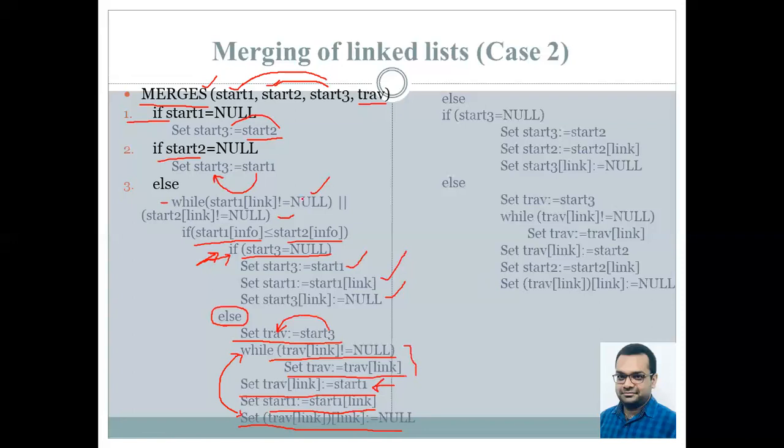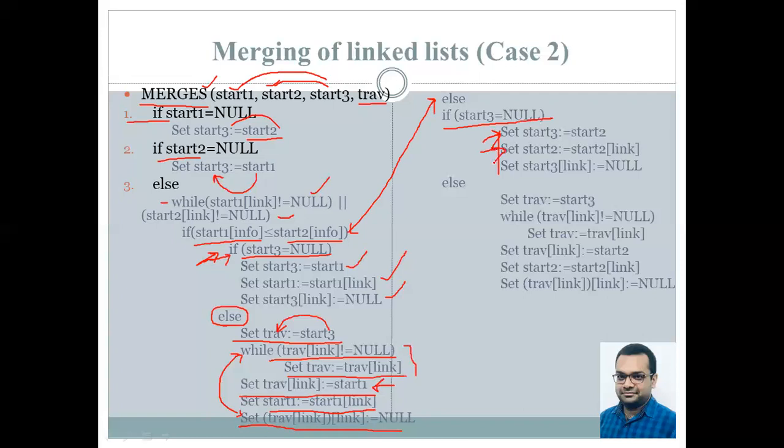If this is not the case, that means if start1's information is not less than or equal to start2's information, then we have to insert a node from the second linked list into the merged linked list. Then again here, we perform the check if start3 is null, that is our list is empty. Then we have to insert the first node from the second linked list into the merged linked list. So then we set start3's value to start2.